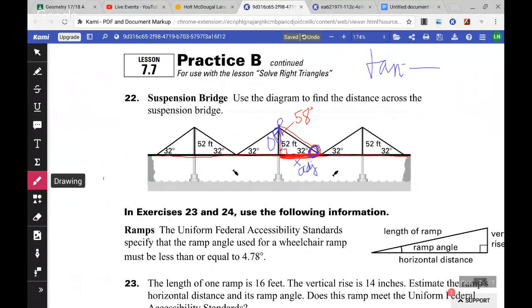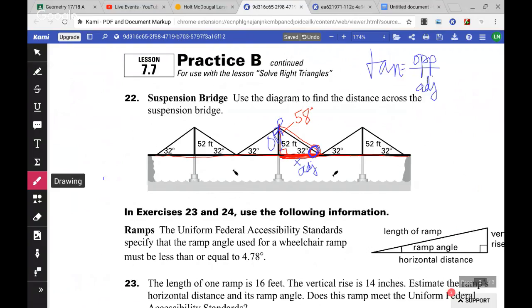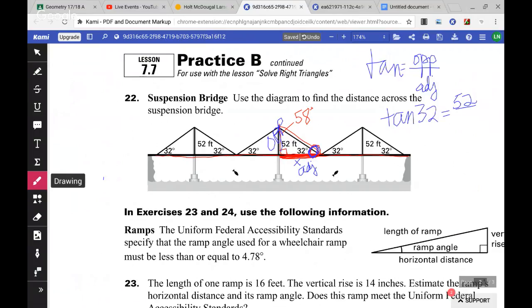Second tangent. Nope. Whoa. Are we looking for an angle? No. Okay. So only do second tangent if you're looking for an angle. In this one, we know the angle, tangent 32. We got that part. Is opposite over adjacent. How much is the opposite? 52 feet. And the adjacent is what we're looking for. So our X.